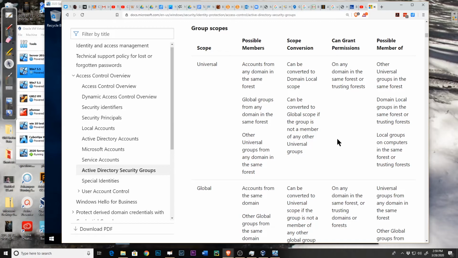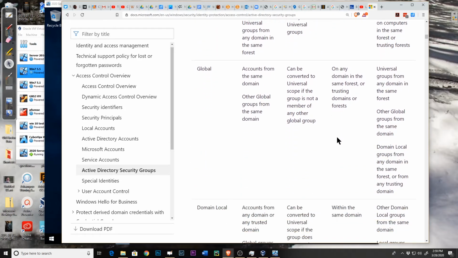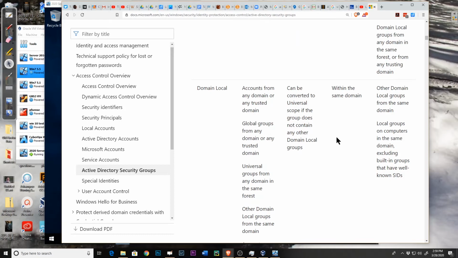Permissions for a universal group can be on any domain in the forest or any trusting forests. Global permissions can be on any domain in the same forest or, again, trusting forests. With the domain local, permissions are only within the same domain. Now, in the next video, we'll talk about how you go about creating your groups, membership, and who should be a member of which group.